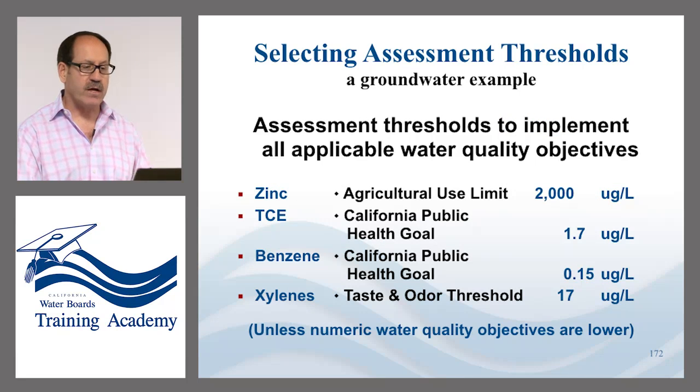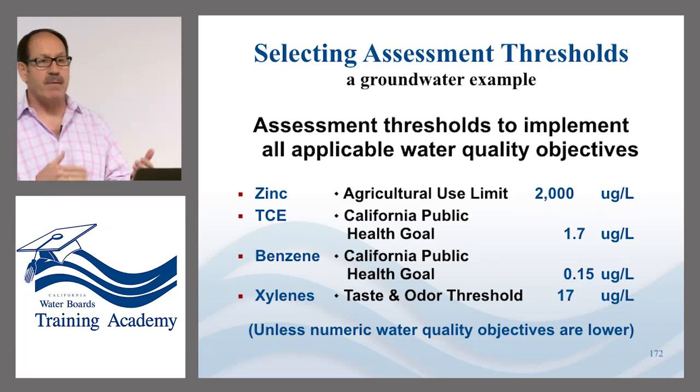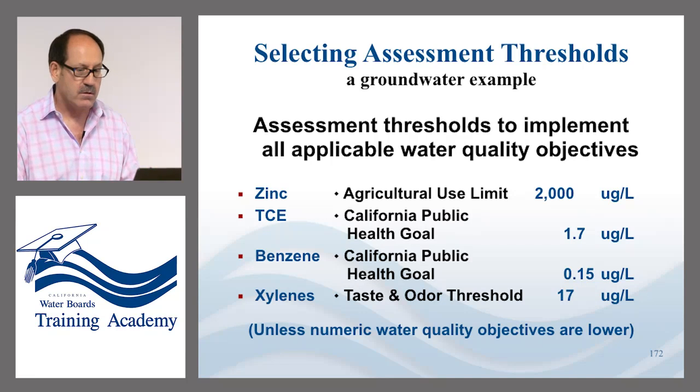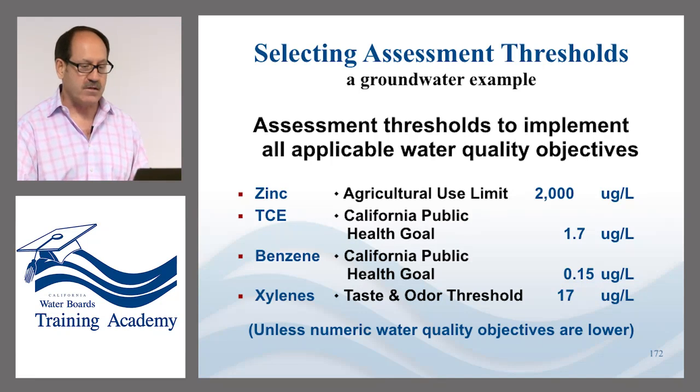So here's a summary of the assessment thresholds that would come out of running the algorithm for groundwater on these 4 constituents.